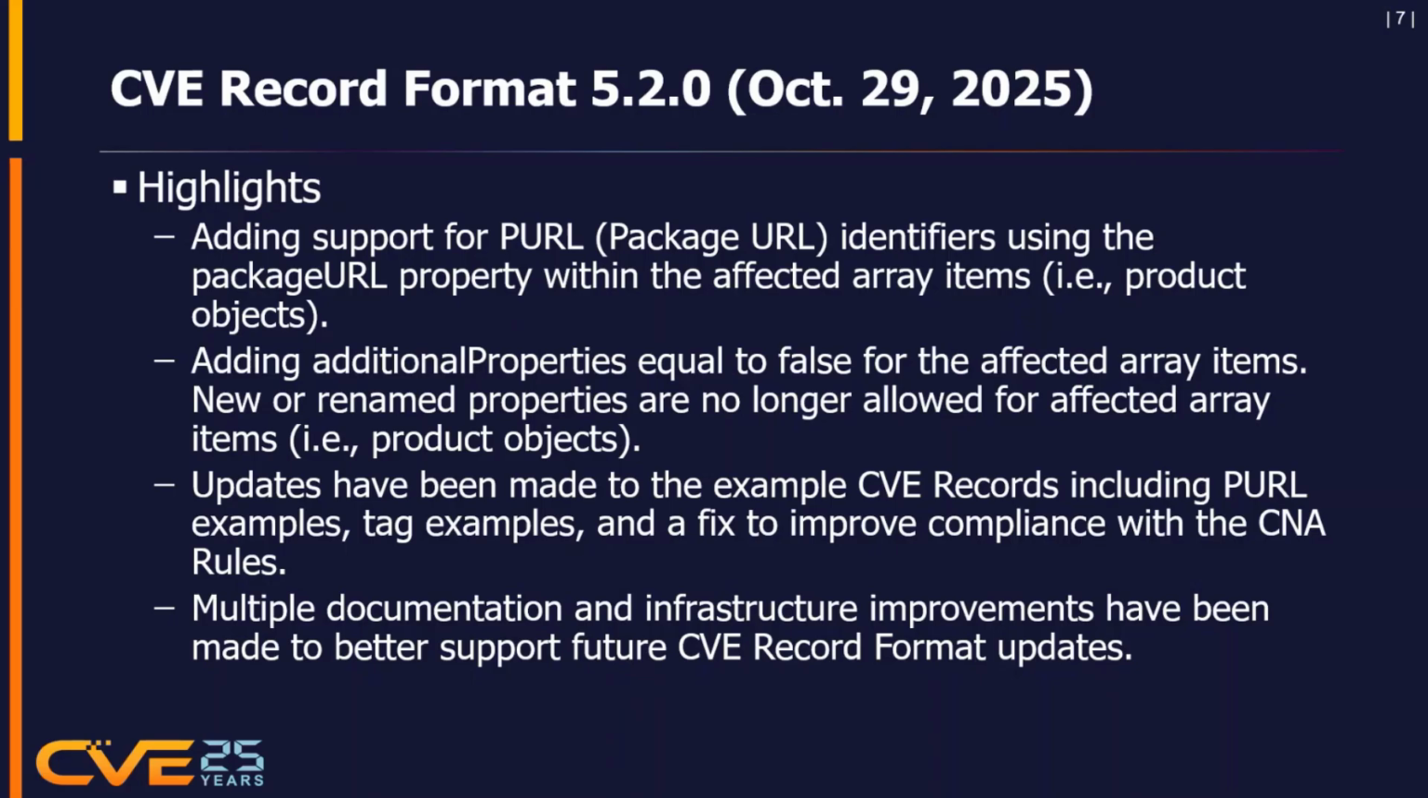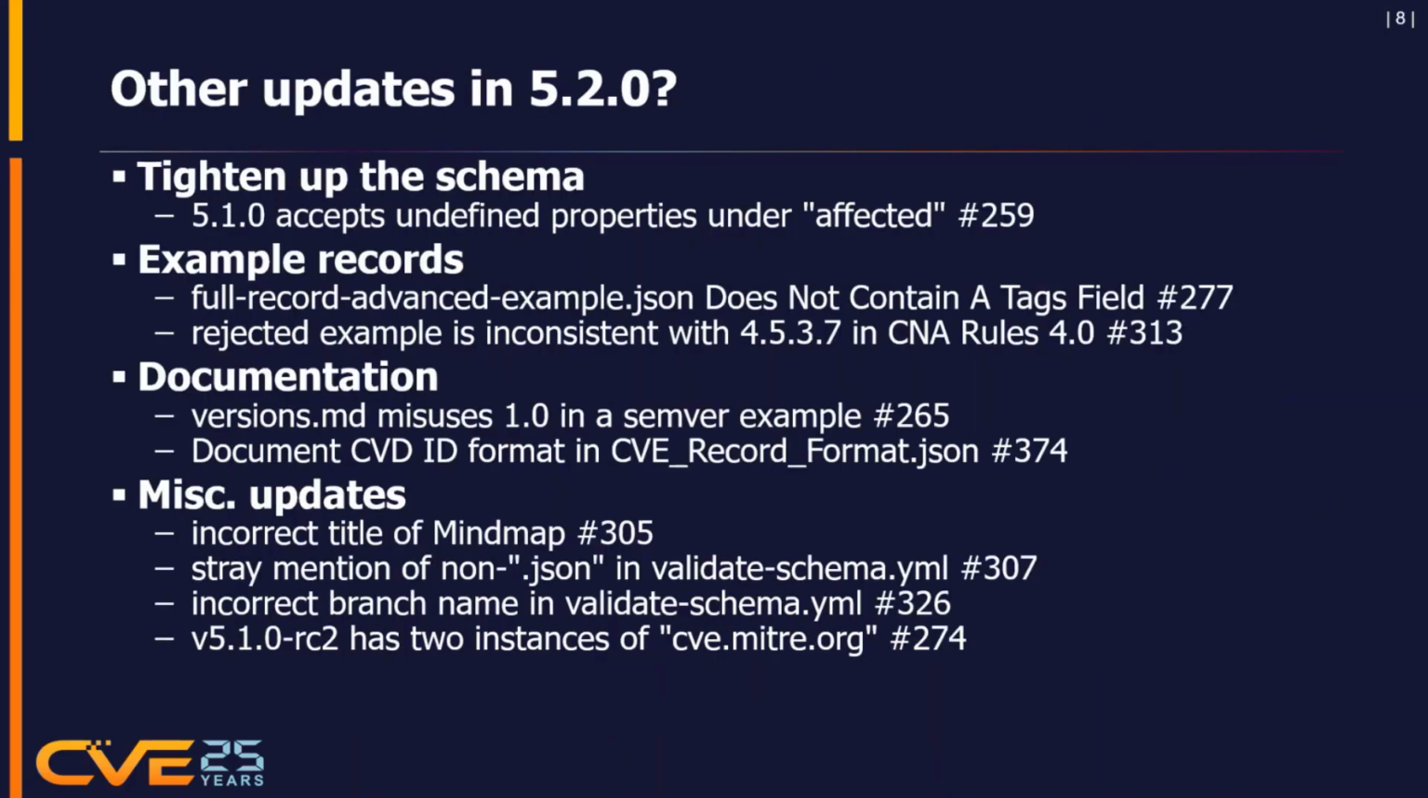Included some build file improvements. So if you're interested, and like I said, I'll give you a link to our GitHub repo later in the deck. This gives you an idea of some of the specific issues that we worked on, and we're not going to go through all these here. But you can see that the one at the top, tightening up the schema, number 259, does line up with one of the things I just mentioned.